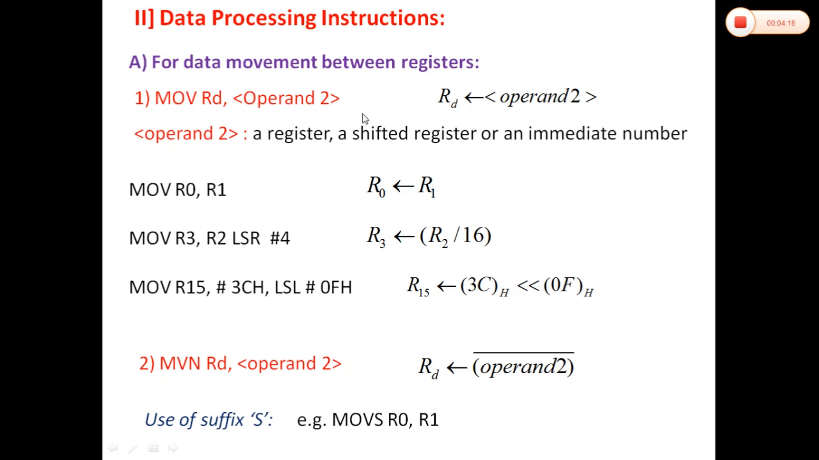For example, in this instruction, suffix S is not there, and therefore this instruction will not affect the flags. But if I put S after MOV, so it becomes MOVS Rd, operand 2, then that instruction will work in a similar manner, but it will affect the flags. So that's how suffix S can be used by the programmer in order to decide whether the instruction should affect the flags or not.